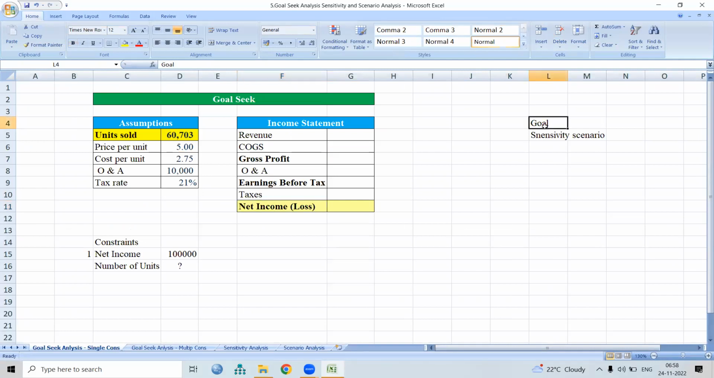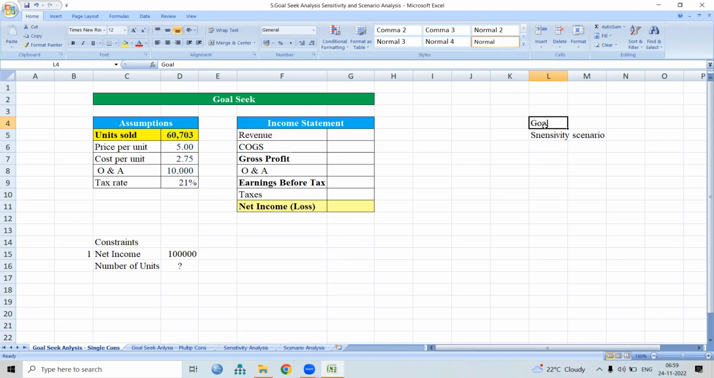First, try to understand what we mean by goal-seek analysis. That is single constraint, multiple constraint, followed by sensitivity analysis and scenario analysis. So it basically helps us in financial prediction, which is a particular component in the third module, financial estimation or financial projections. So how do we estimate specific financial parameters by using goal seek analysis, sensitivity analysis, and then scenario analysis, right? All these three techniques basically will help us in financial projections. We'll start with goal seek.